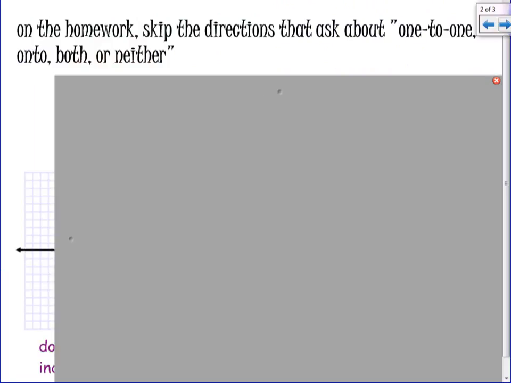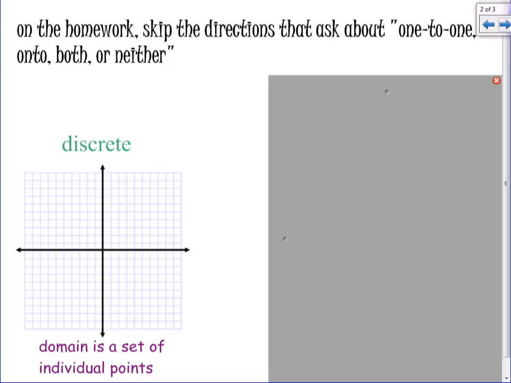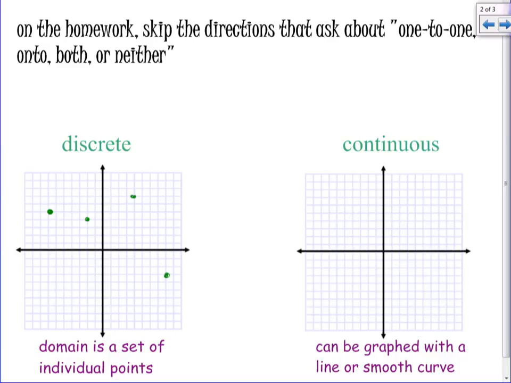All right. We're also going to talk about whether something is discrete or continuous. So this has a domain of individual points. Okay, so this is what the graph would look like. There's a point here, there's a point here, maybe a point here, and then another one down here. Okay, that's discrete. Just a bunch of ordered pairs like we were looking at before.